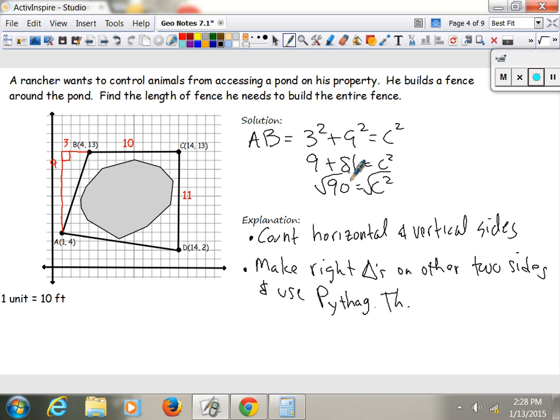So square root both sides. C is going to equal 9.5.